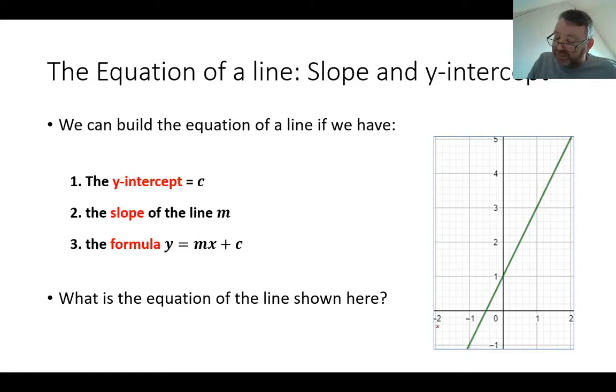In this case, here's what I notice. I notice that the line goes through y equals 1. Okay? And also, so I'm going to write that down. So y is equal to 1. That's what it goes through. Now, that's the y-intercept. Okay? So that's the y-intercept.